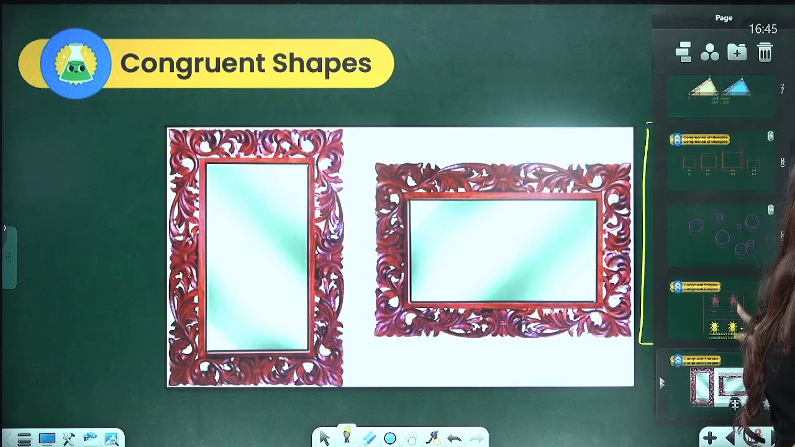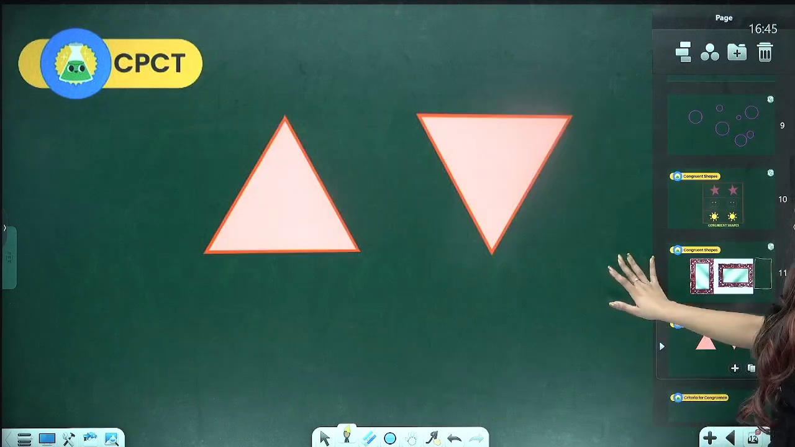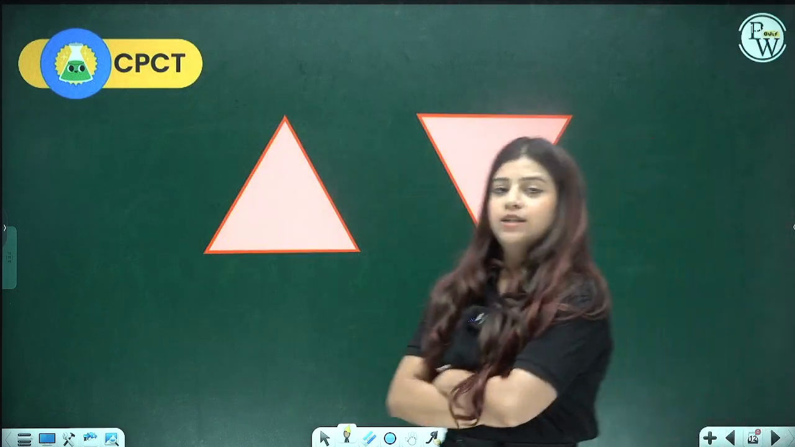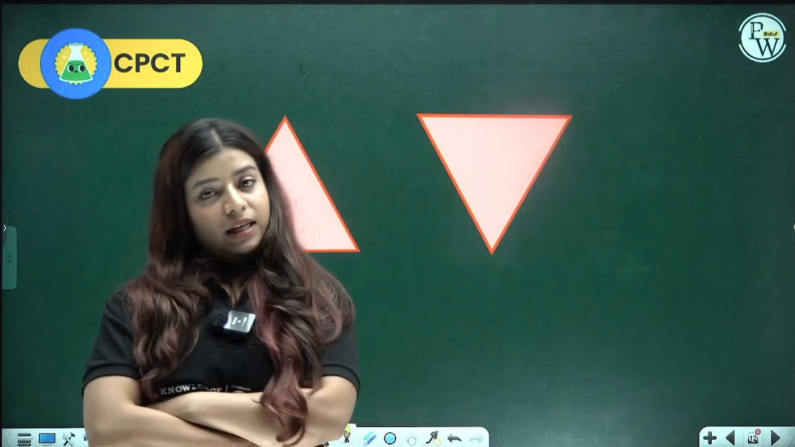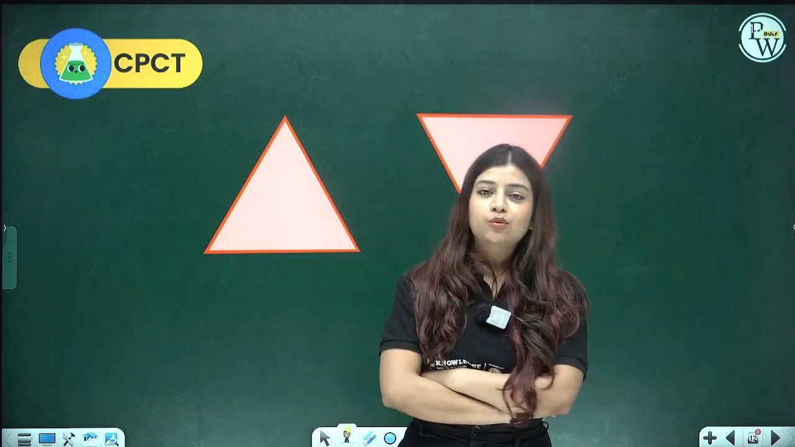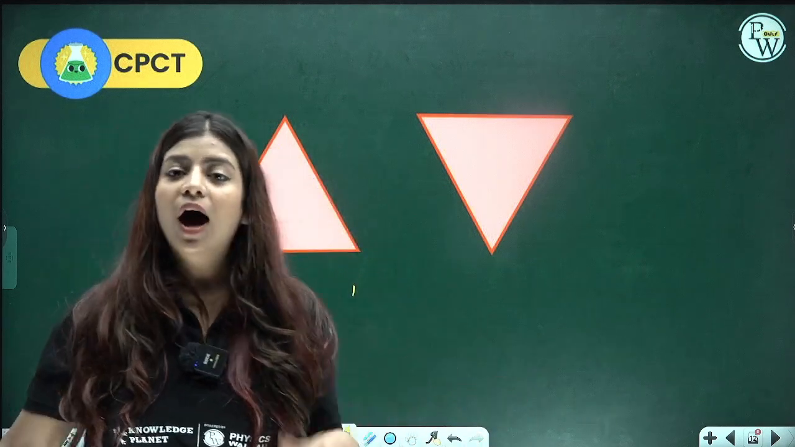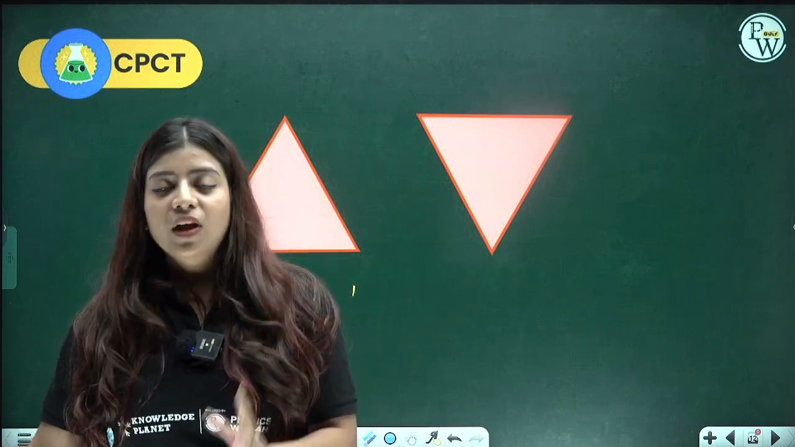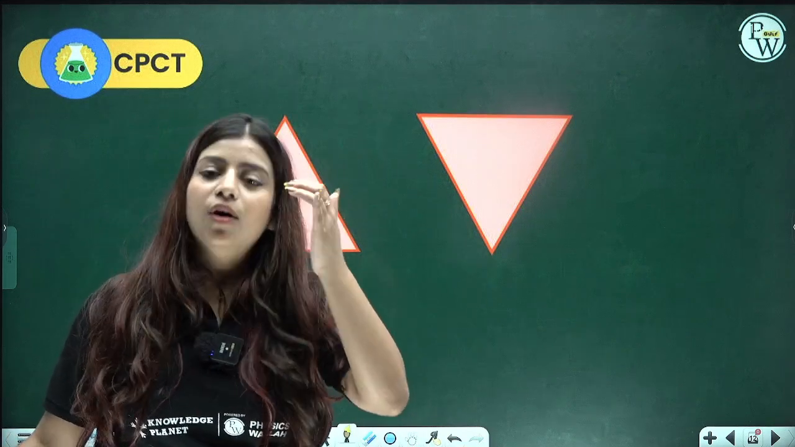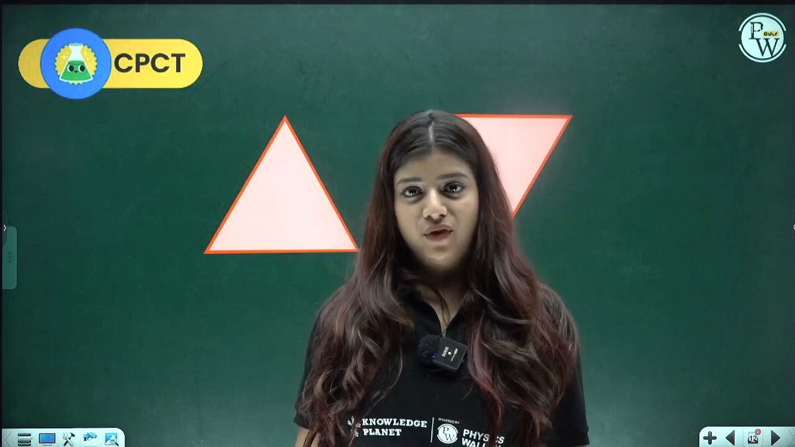Alright, so let's move forward and see what CPCT is. Before going ahead with CPCT, we have to learn about some criteria of congruency, right? So for example, two triangles are given to us, right? And we have proved that they are congruent. Now, how can we prove that they are congruent? There are certain specific rules, or we can say criteria, to prove that.